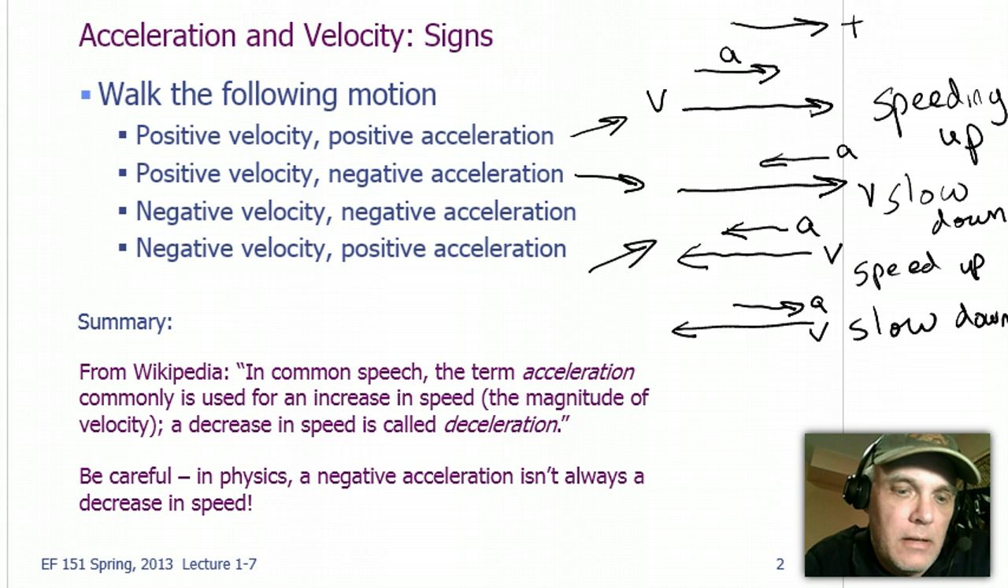Wikipedia says acceleration is commonly used for an increase in speed. So we're using acceleration a little differently. We're using it like a vector. So need to be careful with that. Sometimes a decrease in speed is called a deceleration, but just remember our demo here about the signs.